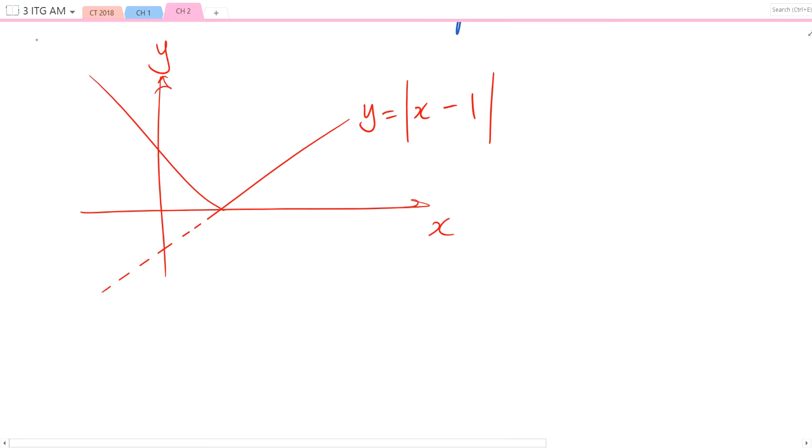Is this correct? Okay or not? Yes. Really okay? No, it's not okay. If we want to label, what is this value? What is the original y-intercept? Negative 1. Make x equal to 0, you get negative 1, yes?